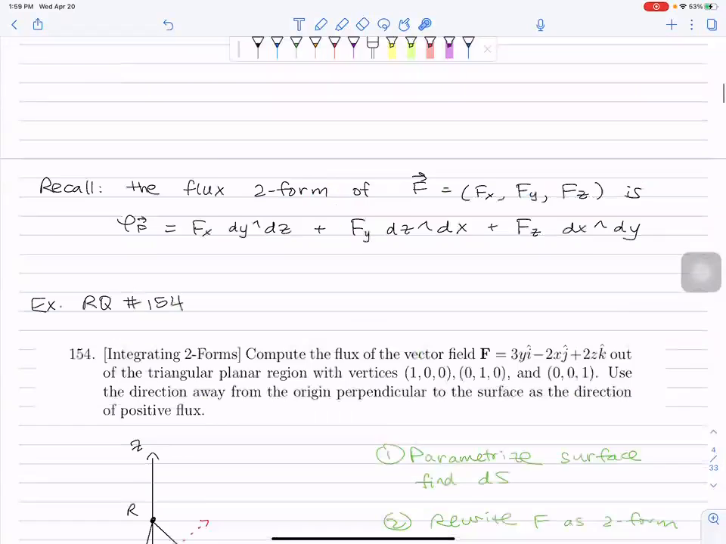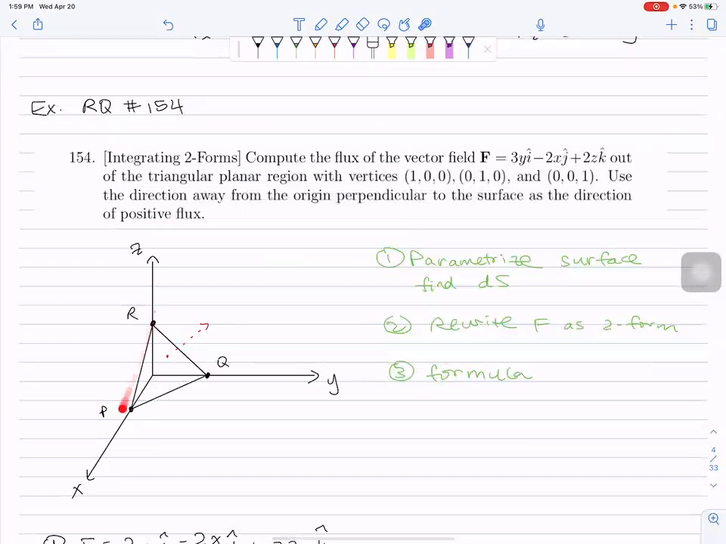Does anyone have any ideas on how we should parameterize this plane, this triangle? If you are given some plane, you want to first find the equation of the plane. And how do we find an equation of the plane? We need two things. Anyone have ideas on what two things we need for the equation of a plane?